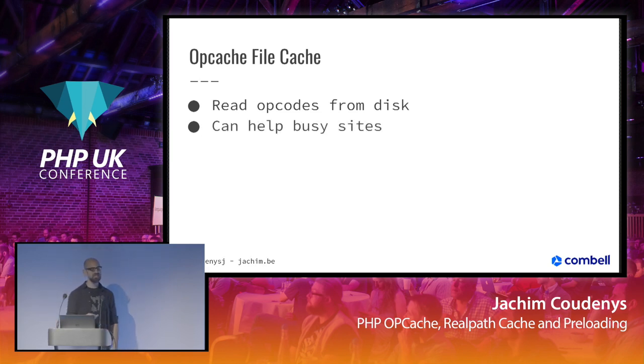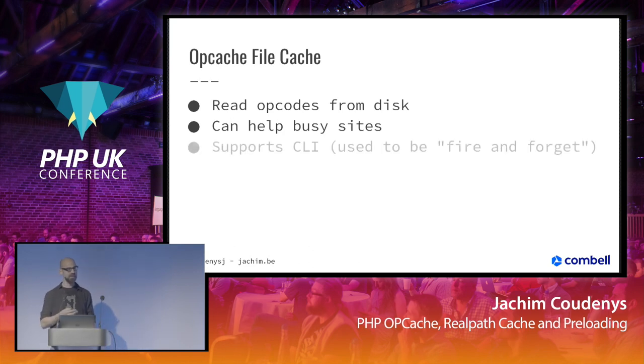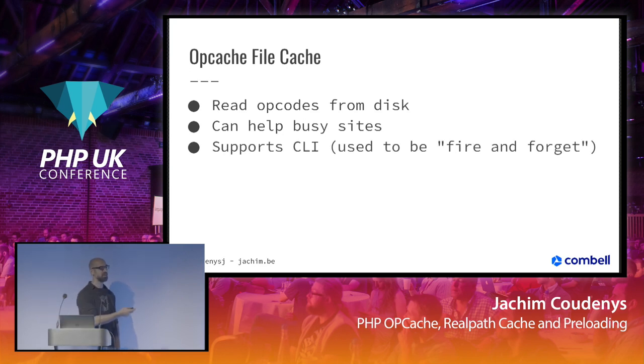So this can help busy sites. For instance, if you do a reload and you have a lot of visitors, instead of compiling everything on the fly when they arrive, you can just copy it over from the files directly into the OPCache memory. And it also helps with the CLI. So in the demo example before, every time it starts the process, it has to read the PHP file from disk, compile it, store it into OPCache if we want to, and then throw it away. And if we store it into files, the PHP console can just start from those OPCache files.